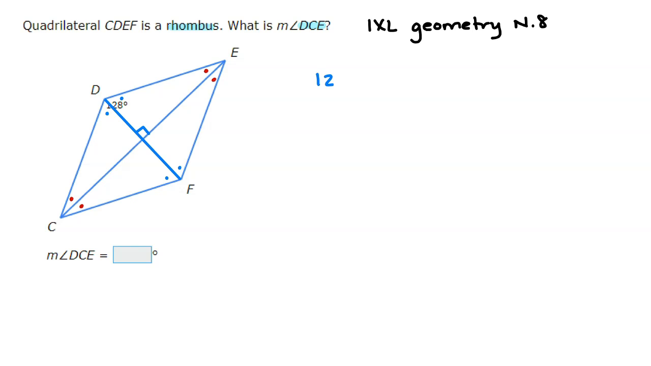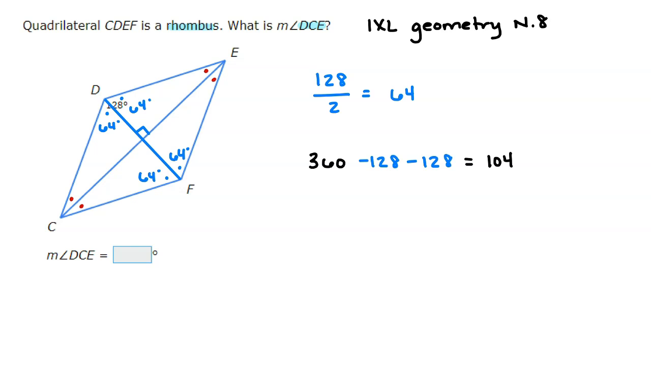That angle that was 128 can be divided into two equal halves. This would be 64 each. That means that angle F, which was 128 degrees, was bisected into two congruent halves, also 64 and 64. Another feature of a parallelogram, or all quadrilaterals for that matter, is that the sum of all of the interior angles will be 360 degrees. If we subtract out our 128s, we can find out how many degrees are remaining inside this rhombus. We have 104 degrees remaining.